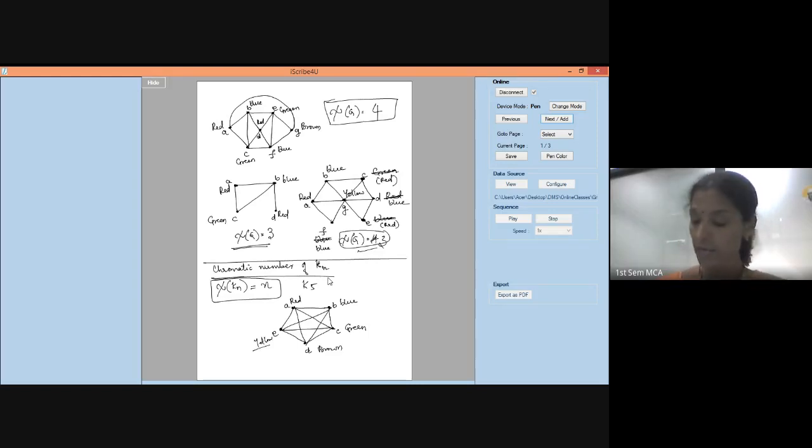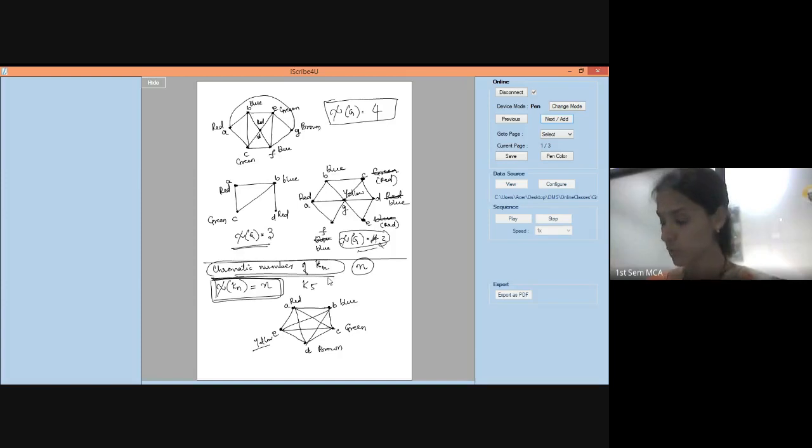So what did I say? The chromatic number of a complete graph Kn is always n. Always it is n. Is that clear? Remember that theorem. The chromatic number of a complete graph of n vertices is always n. All right. So next, let's move to the next one.